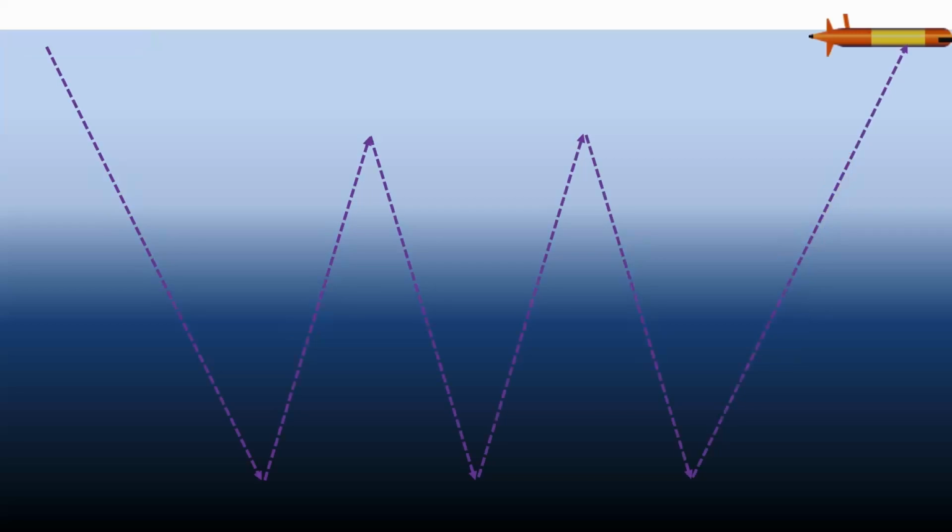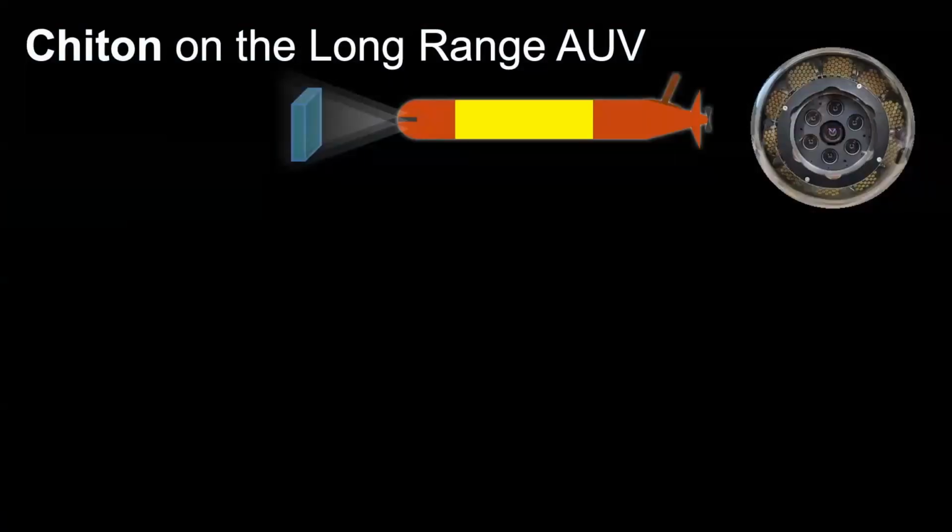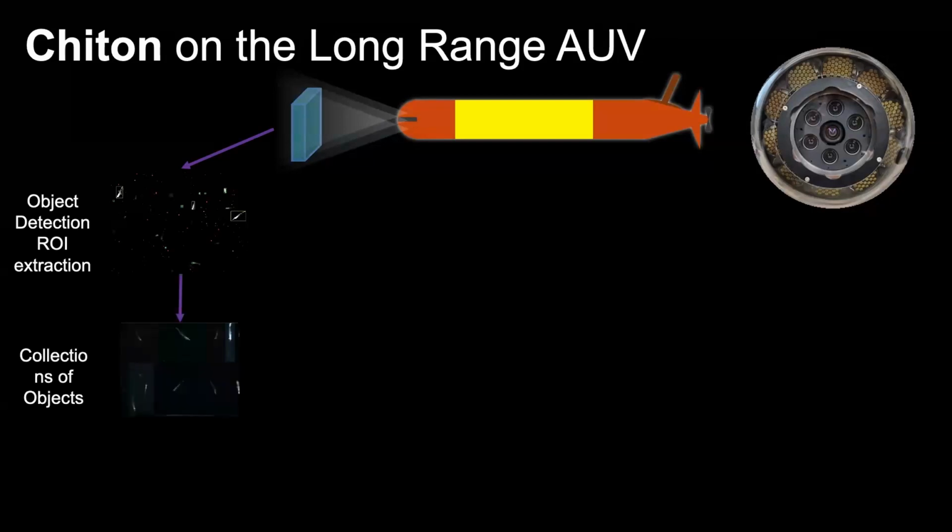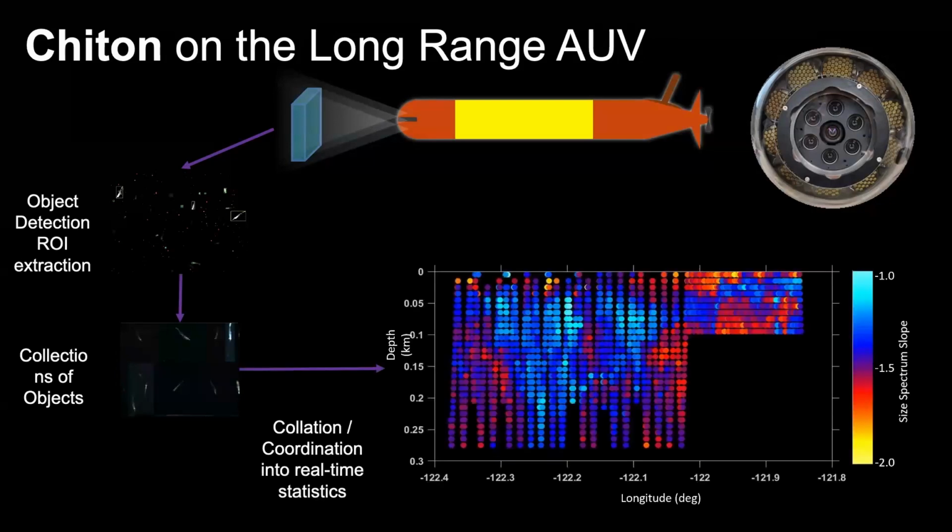So when we have chitin on there, it is running in a manner like this. So it's doing that yo-yo, it's imaging out front, and in real time, it does some amount of object detection and region of interest extraction. So again, this is an imaging system that has light foreground pixels on a dark background, so we can pretty easily get those objects out. You can then look at collections of those objects and send that information back to shore to get some information about what's happening in the community in real time.